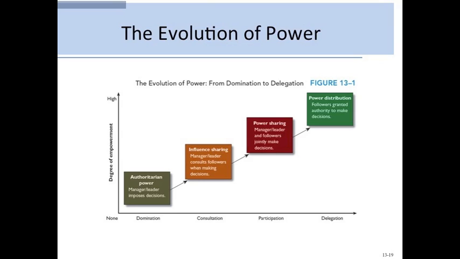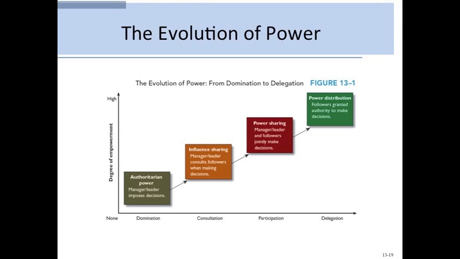And it shows here the actual evolution of power. You can start off from the inception, where it's basically all about authoritarian power, and this is the early days of management, where it was all about the manager, the leader, imposing decisions, command and control. We then move up to the consultation phase, where it's more about sharing of influence. Managers and leaders consult followers when making decisions. It does not necessarily mean that they're going to use the follower's opinion, but at least the followers now get a voice in the actual process.